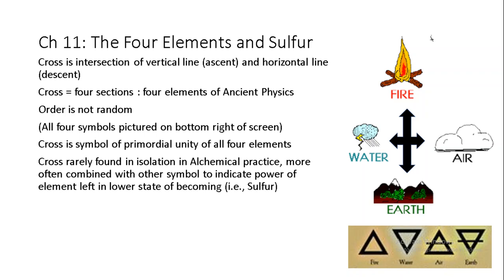So if we get right back into our reading of the text with chapter 11, the four elements and sulfur, you might recall that we had finished last lecture by realizing that the properly alchemical interpretation of that all too familiar symbol of the cross really is, in a certain sense, the intersection of two other more basic alchemical symbols. Those were the vertical line symbolizing a spiritual ascent upwards, and a horizontal line symbolizing a spiritual descent. An additional meaning which is made hermeneutically accessible, though, through this combination of those two lines into one symbol is that you actually get, as a result, four different sections of the cross, each of which symbolizes a different one of the four elements of ancient physics.